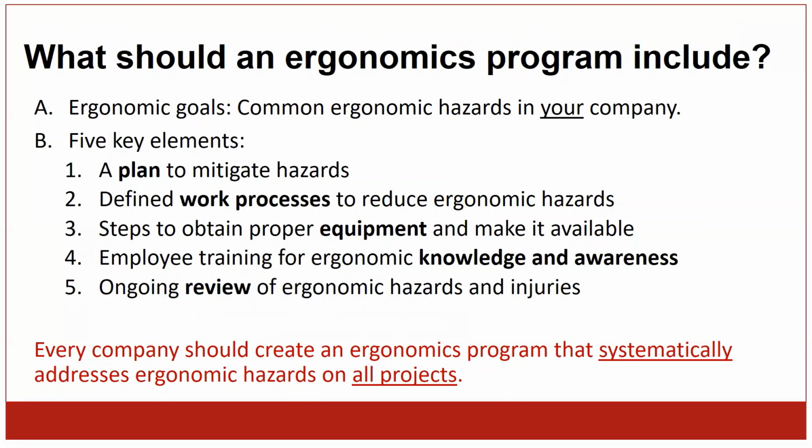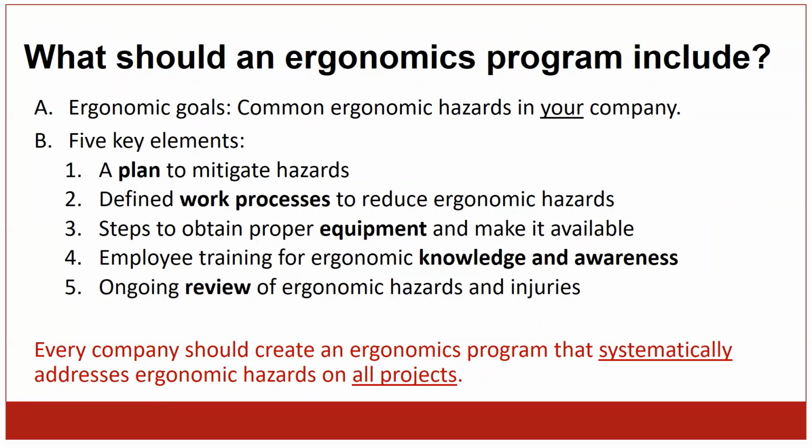The first element is creating a plan to mitigate the hazards in work tasks. The next 3 elements are the methods to mitigate the tasks. They include defining the work processes or steps for how the work can be done to control the hazards, making sure the proper ergonomic equipment is available, and training employees to ensure they have knowledge and awareness of ergonomic work processes and proper use of equipment.